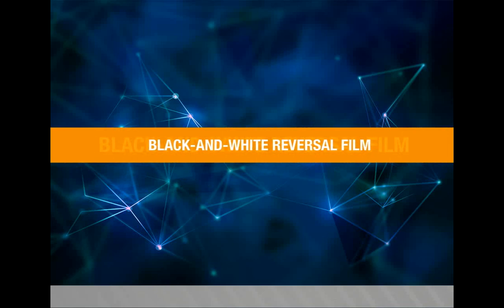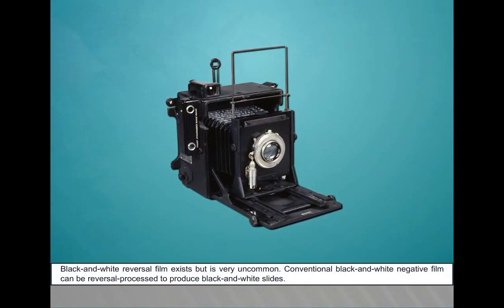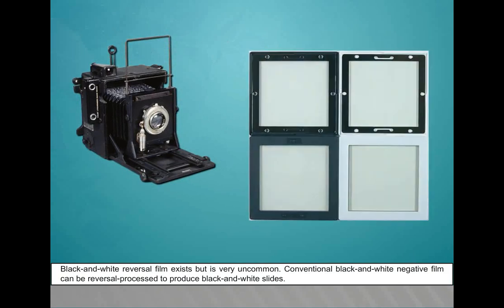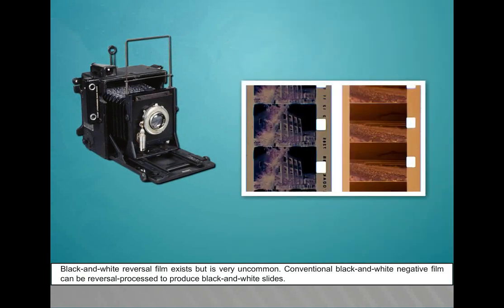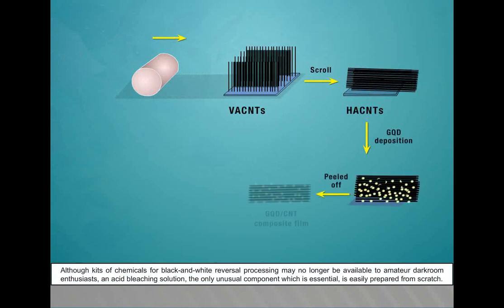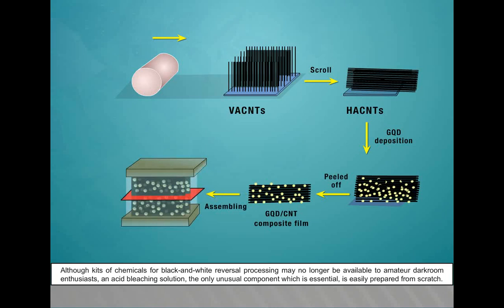Black and white reversal film. In this video, we are going to see about black and white reversal film. Black and white reversal film exists but is very uncommon. Conventional black and white negative film can be reversal processed to produce black and white slides. Although kits of chemicals for black and white reversal processing may no longer be available to amateur darkroom enthusiasts, an acid bleaching solution, the only unusual component which is essential, is easily prepared from scratch.